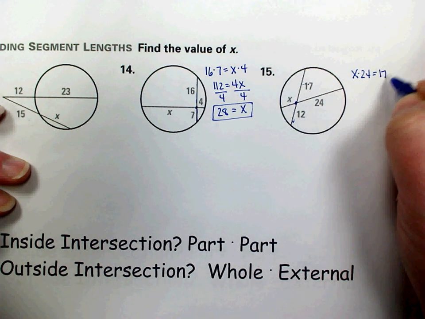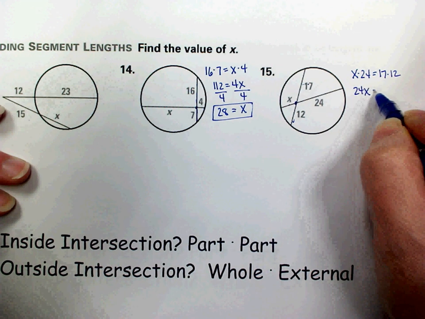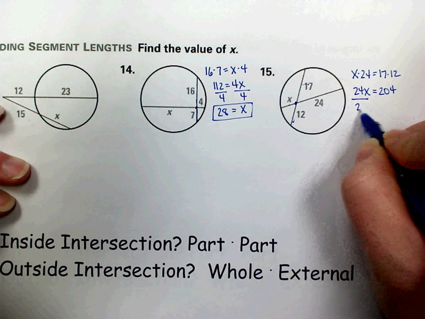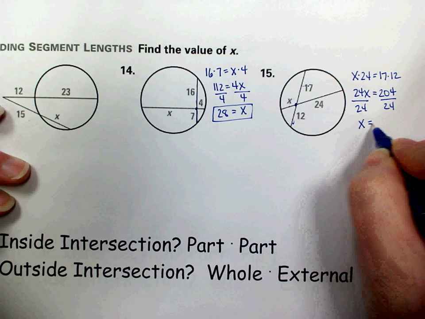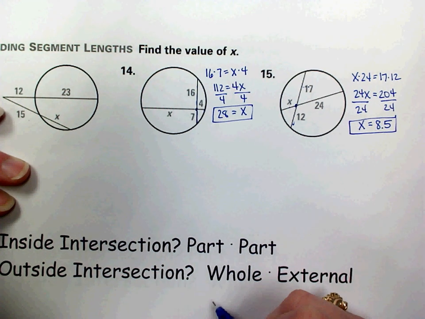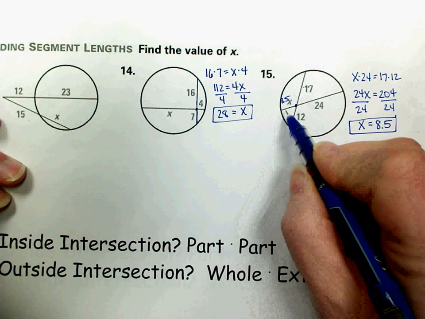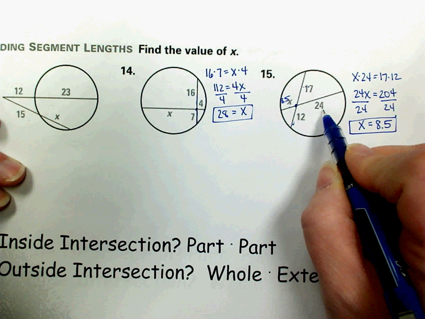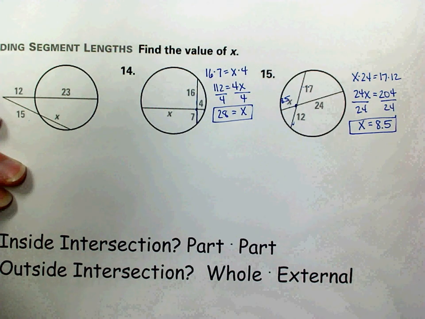So 17 times 12. On the left side, of course, x times 24 is 24x. On the right side, 17 times 12 is 204. So when we divide both sides by 24, even though we get a decimal, it terminates, so it's fine to write your x value as 8.5. If it doesn't terminate, make sure that you hit Math Enter to get that as a fraction. So if your x is 8.5, then the length of this chord would be 8.5 plus 24, which would be 32.5. And the length of this chord would be 17 plus 12, which is 29 units, whatever the units are.